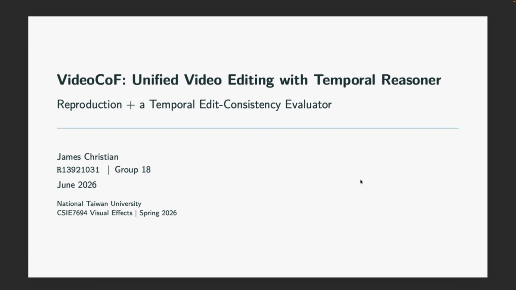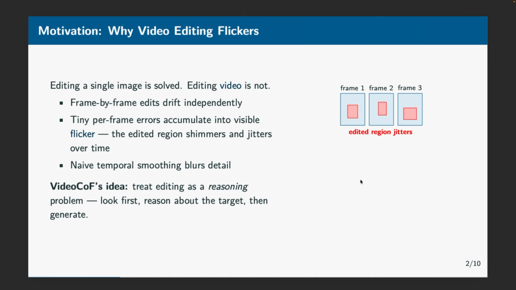We built on VideoCoF, a CVPR 2026 highlight that unifies video editing through a temporal reasoner. Editing video is much harder than editing a single image. When you remove a person or restyle a region frame by frame, tiny inconsistencies stack up into visible flickering. The edited area shimmers and jitters across time.